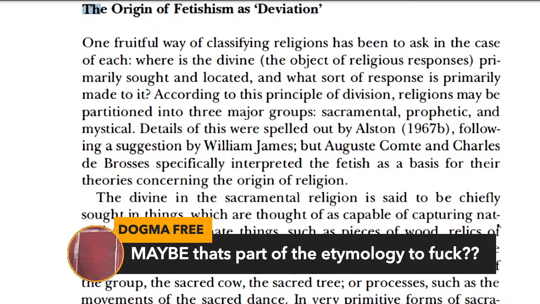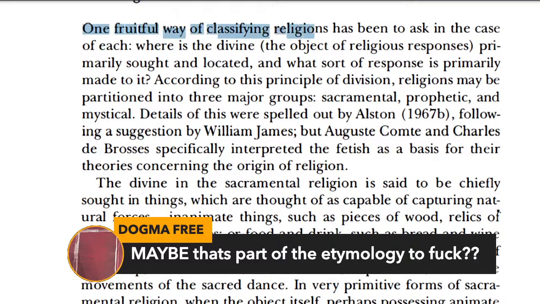All right, let's continue. The origin of fetishism as deviation. One fruitful way of classifying religions has been to ask, in the case of each, where is the divine, the object of religious responses, primarily sought and located? And what sort of response is primarily made to it? According to this principle of division, religions may be partitioned into three major groups: sacramental, prophetic, and mystical. Details of this were spelled out by Alston, 1967, following a suggestion by William James.